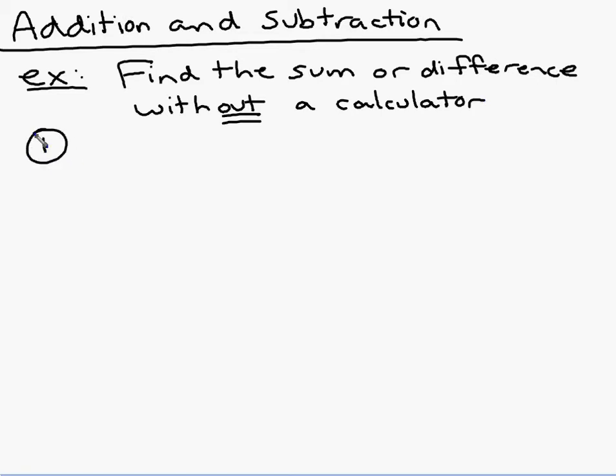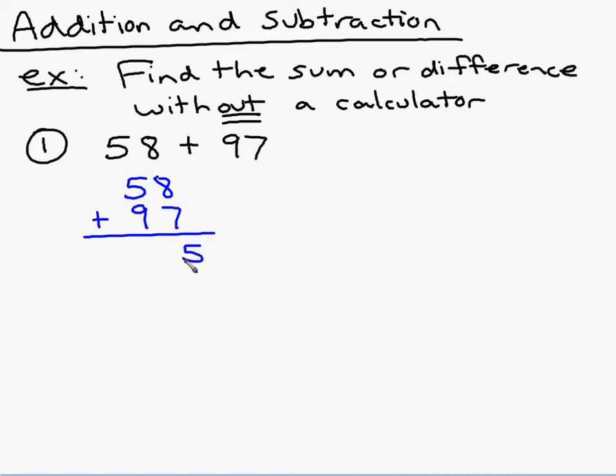Let's say they give you 58 plus 97. Well, the first thing I want you to notice is that that problem is written horizontally. We must do addition and subtraction vertically. So the first thing I have to do is stack these up on top of each other and make sure that I line up the tens place and the ones place. And then we just do the addition. 8 plus 7 is 15, carry your 1. 1 plus 5 is 6. 6 plus 9 is 15. The correct answer is 155.